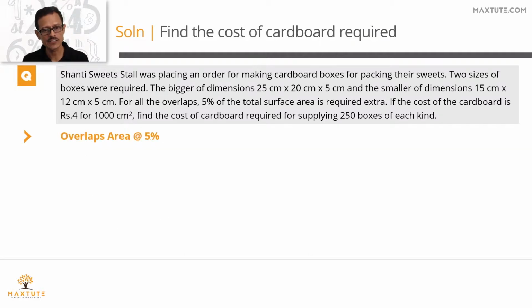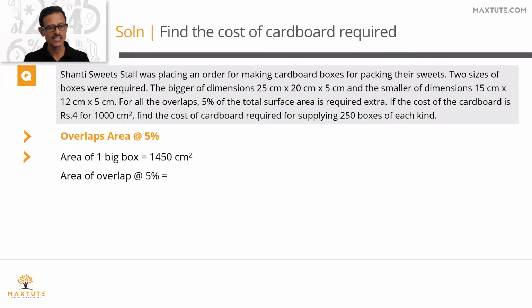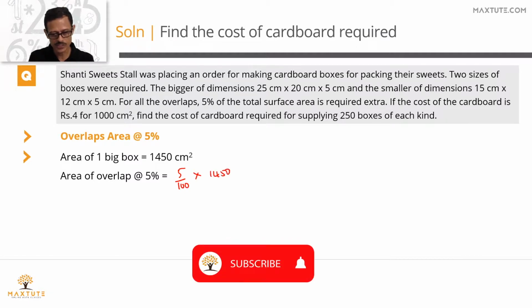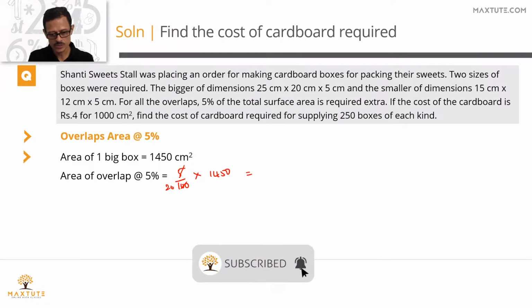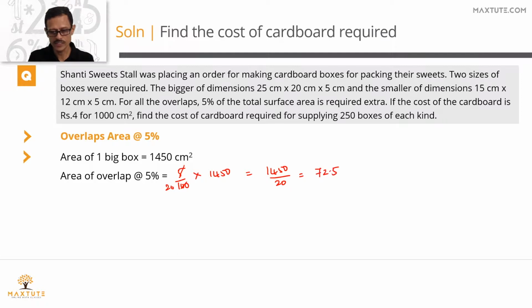Let's compute the area of the overlaps required at 5% for the larger box and the smaller box. Larger box, we computed the area to be 1450. So 5% of that is required as overlap area. So that's 5 by 100 into 1450 should give us the answer. 5 gets cancelled with 100 to leave us with a 20. So this is equal to 1450 divided by 20, which is 72.5 centimeter square. So overlap required for a larger box is 72.5 centimeter square.